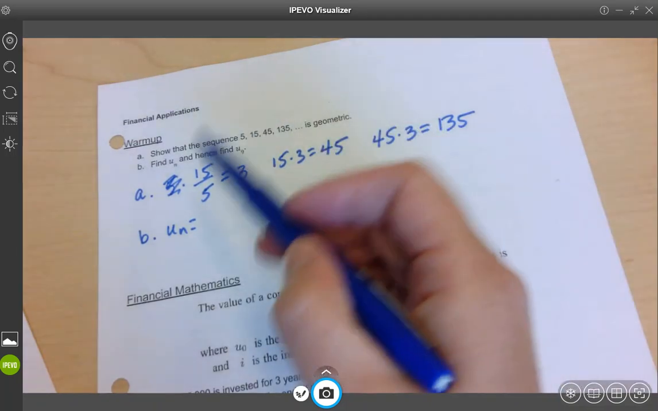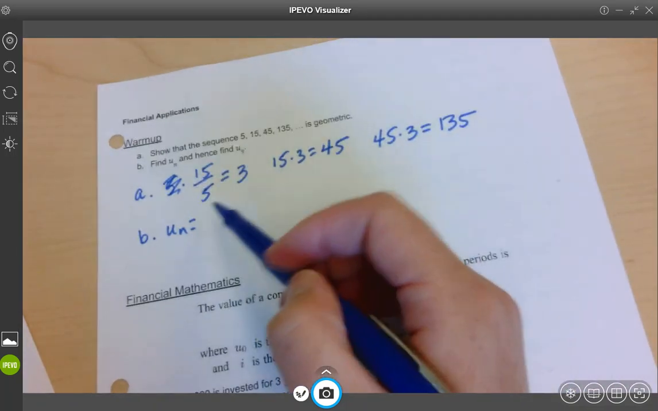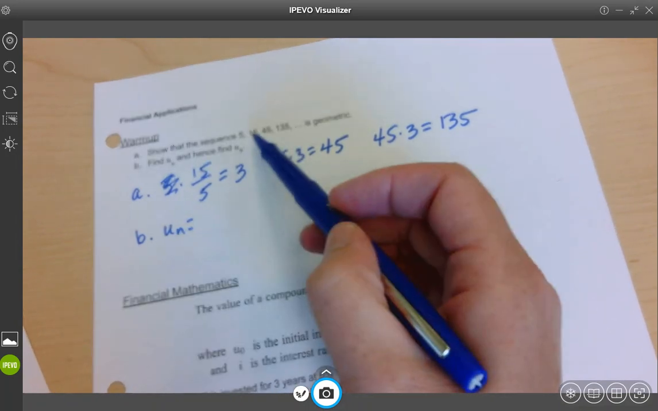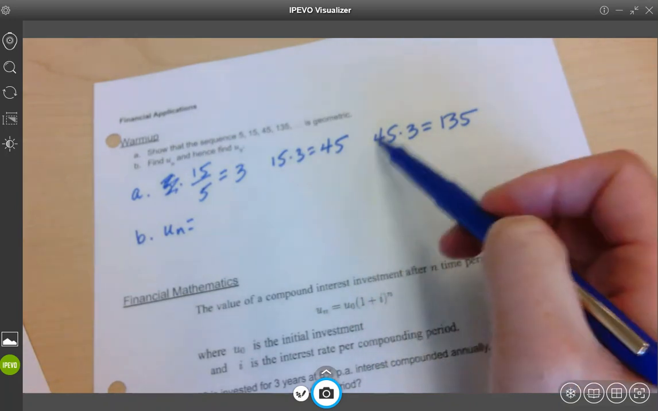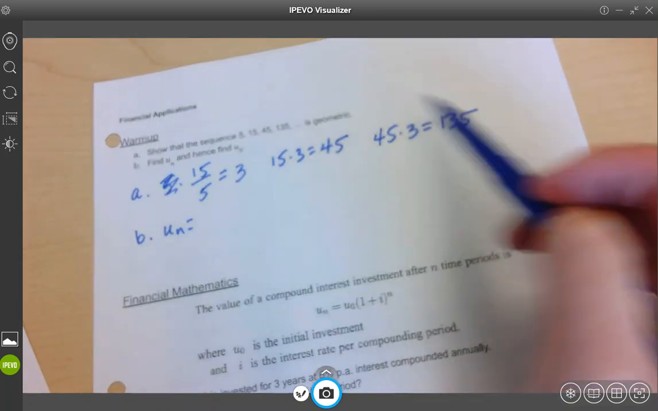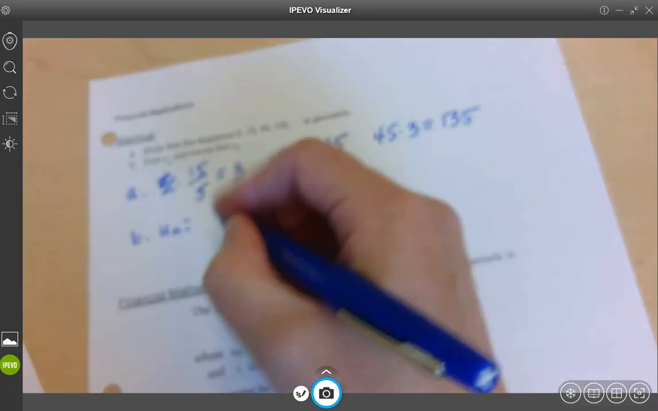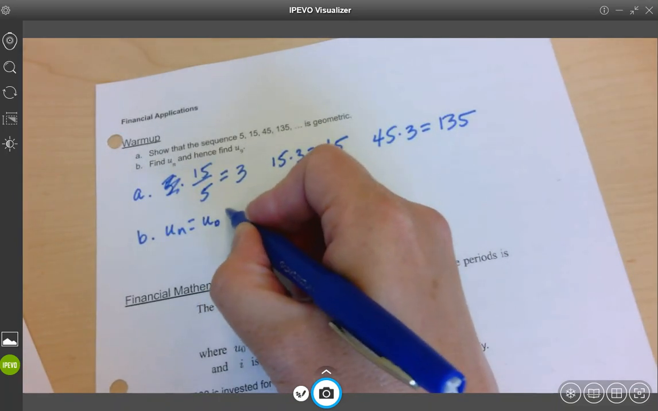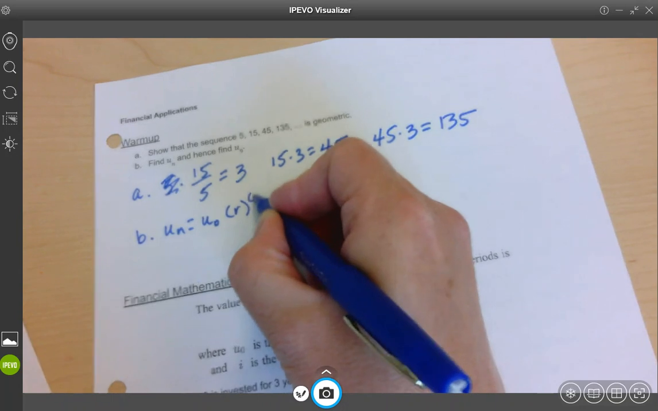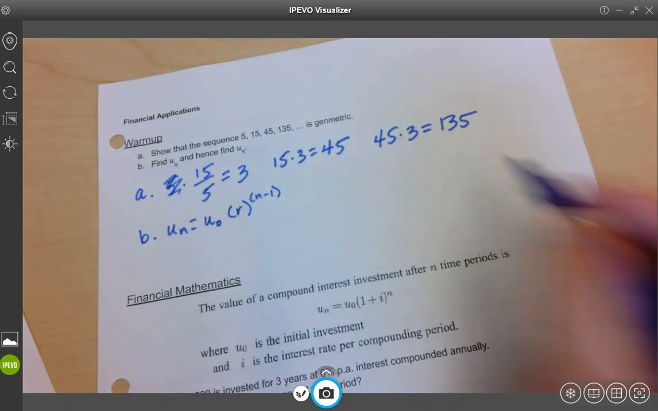All right, so in A, we showed that it was geometric by showing it was a multiplying pattern, and we divided 15 by 5 to find that R is 3, and then continued multiplying by 3 to check and make sure the pattern continued. In B, we're going to use the formula, U sub n equals U sub 0 times R to the n minus 1.